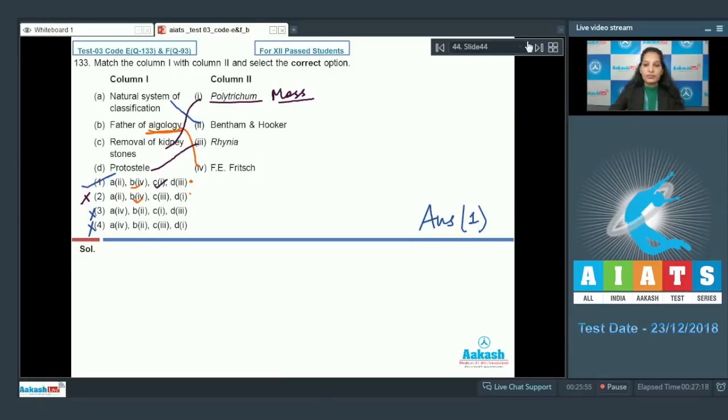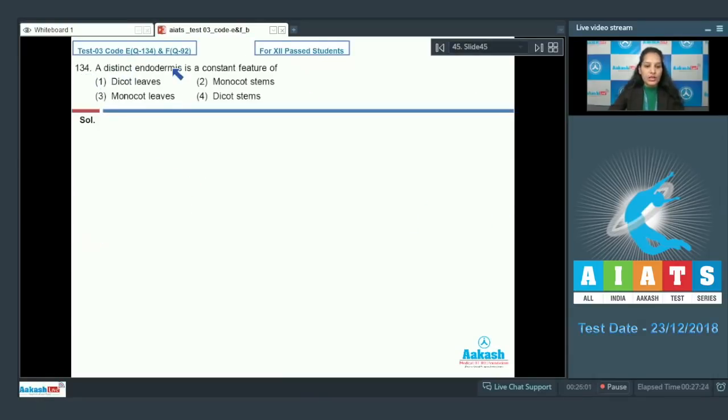Let's move on to the next question. Question number 134. A distinct endodermis is a constant feature of. First option, dicot leaves. Second, monocot stems. Third, monocot leaves. Fourth, dicot stems. A distinct endodermis. In case of leaves, the ground tissue is not differentiated into pith and endodermis. The ground tissue is mesophyll only. So option number 1 and 3 are ruled out. Now in monocot stems and dicot stems, in monocot stems, again the ground tissue is not differentiated. So this option is also ruled out. So the correct option for the given question is option number 4. Let's move on to the next question.